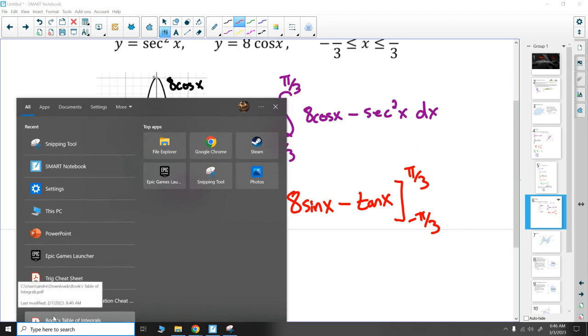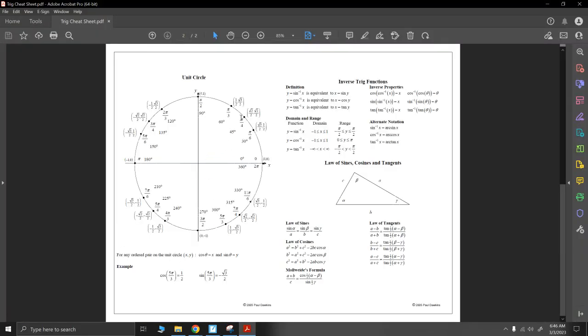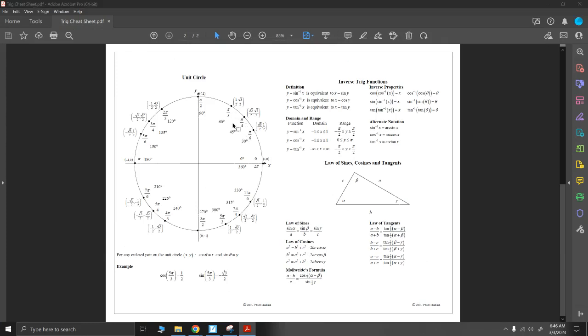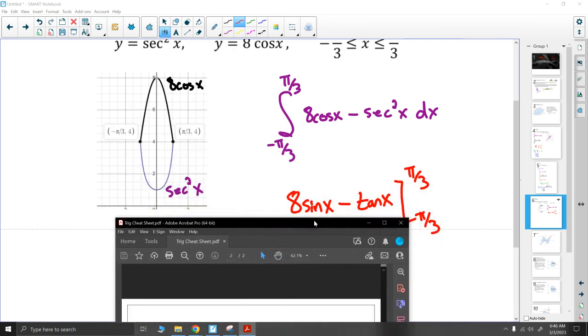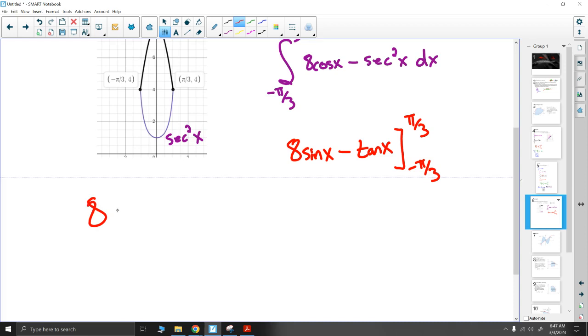Okay, so pi thirds is a special angle. So, trig cheat sheet. Just to remind you, we have our unit circle: pi thirds, pi fourths, pi sixths. These are all our special angles. Anytime we see one of these, we need to make sure that we are being exact. Okay, so sine of pi thirds, it's always cosine then sine, that's square root 3 over 2. So we have 8 times the square root of 3 over 2 minus tangent of x.